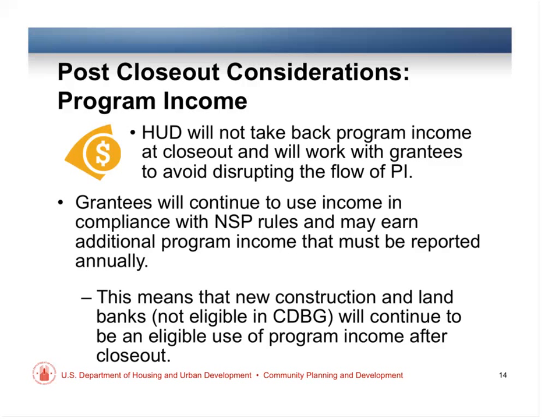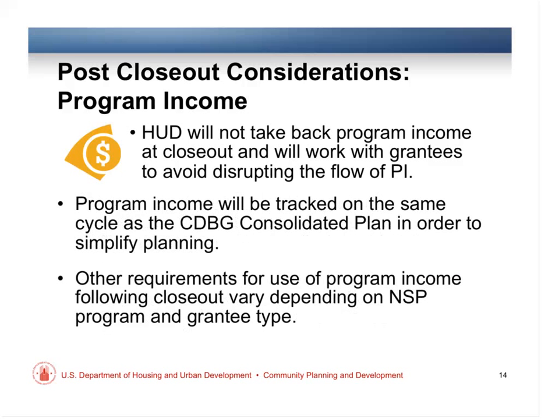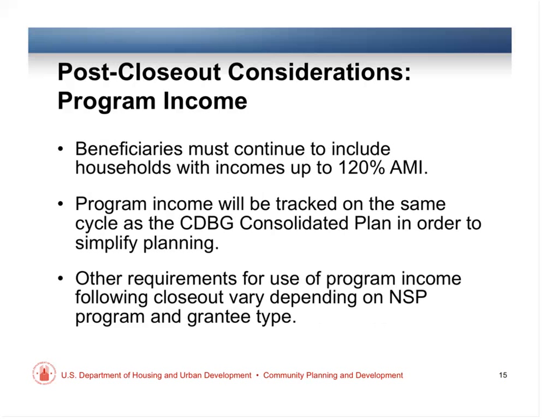So basically what this means is that new construction and land banks, which is not eligible in CDBG, will continue to be eligible uses of the program income following closeout. Another post-closeout consideration for program income: beneficiaries must continue to include households with incomes up to 120% AMI. And program income will be tracked on the same cycle as the CDBG consolidated plan for those who are entitlement grantees. So this should simplify the planning process for those grantees. Other requirements for the use of program income are going to vary after closeout depending on what type of grantee you are. And so let's start talking a little bit about that.